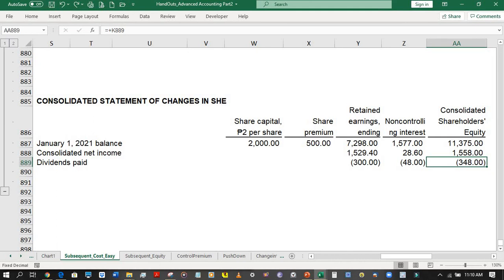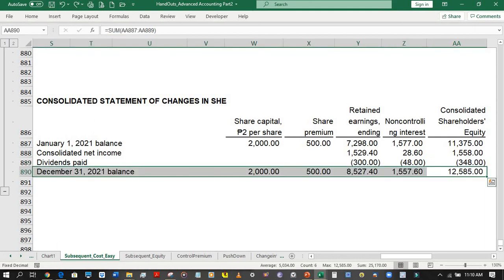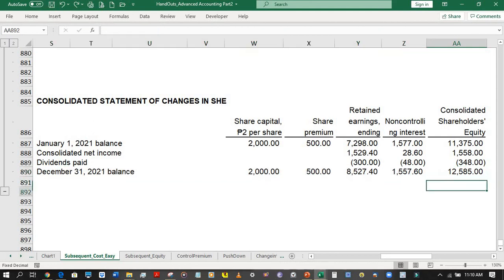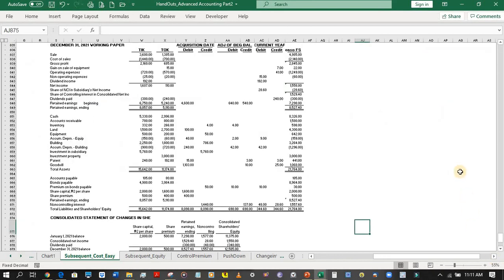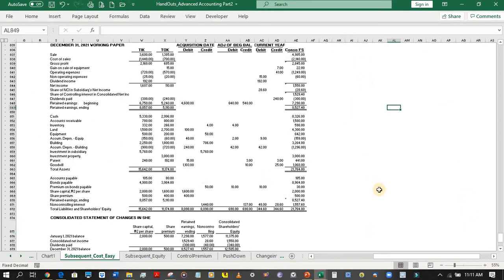Now, let us determine the ending balances since there are no more transactions in the equity accounts. The ending balances are 2,000 for the share capital, 500 for the share premium, 8,527.4 for the consolidated retained earnings, 1,557.6 for the non-controlling interest, and the ending balance of the consolidated shareholders' equity is 12,585. So these are now the consolidated balances.